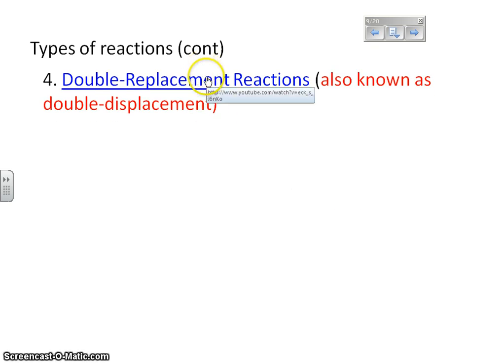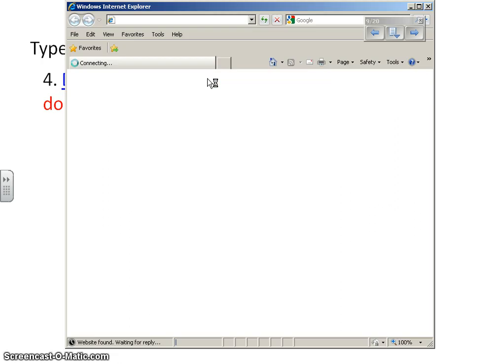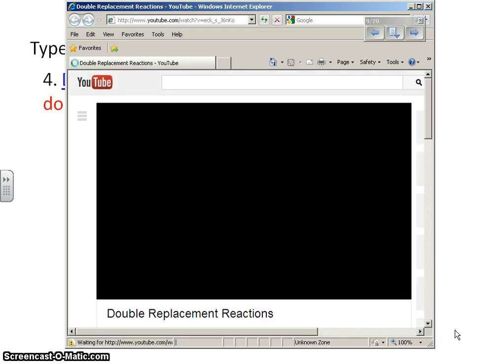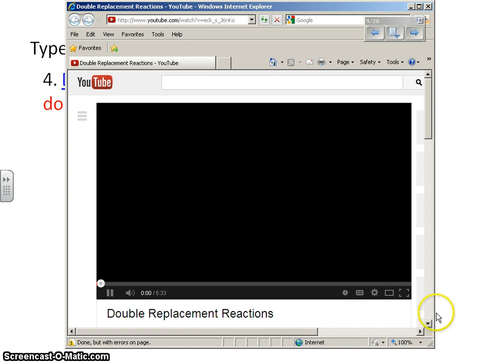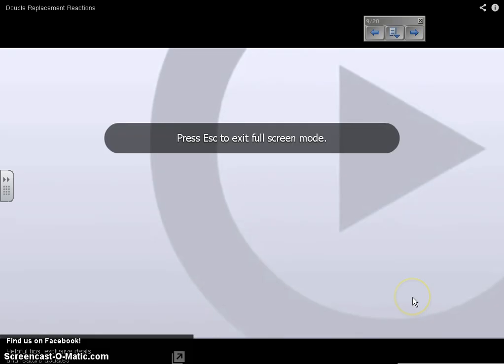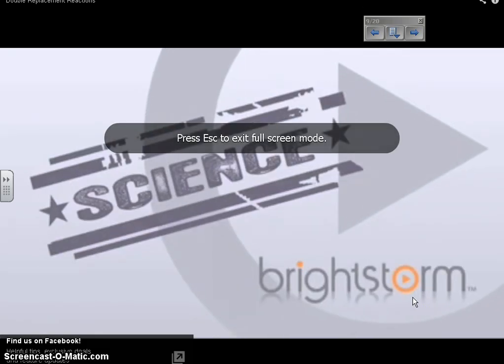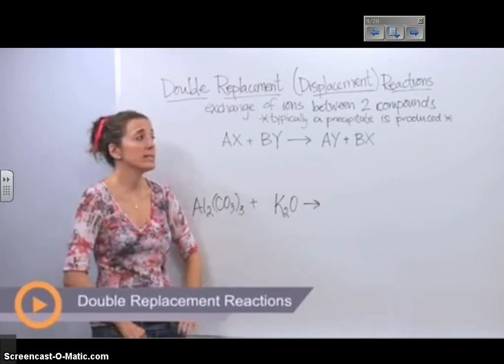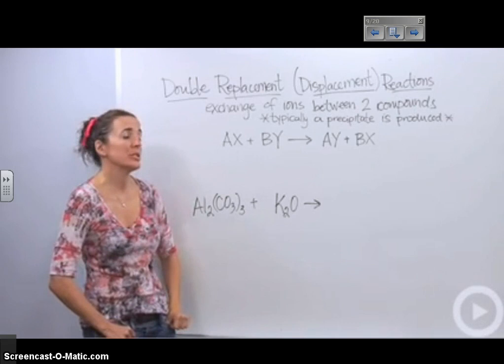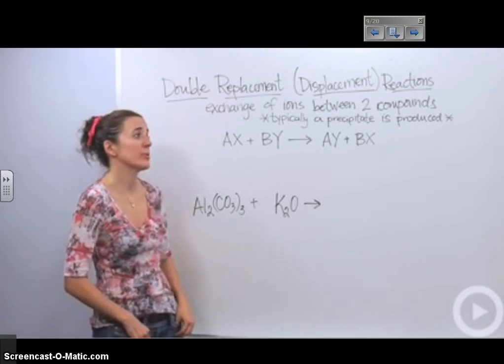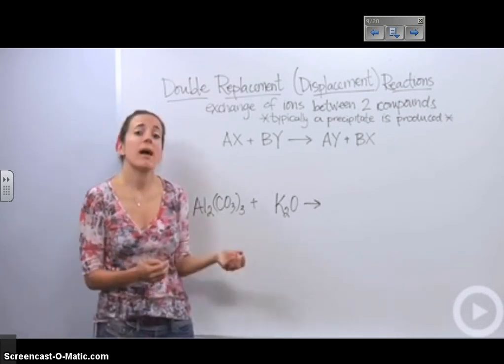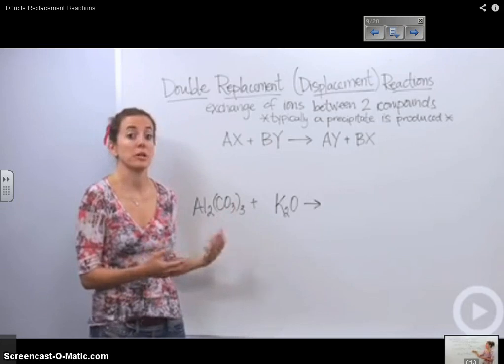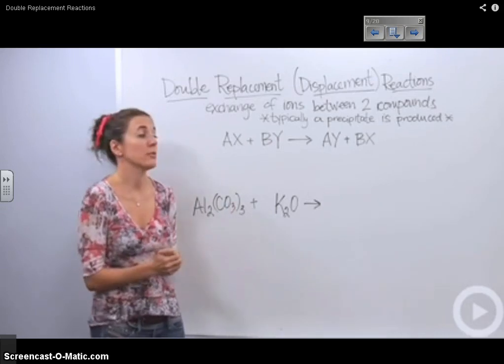Let's talk about the double replacement reactions, also known as double displacement. Alright, so we're going to talk about double replacement reactions, also known as double displacement reactions. This is an exchange of ions between two compounds. Typically what's produced is what we call a precipitate. That's a solid within an aqueous solution or a liquid solution. We'll actually get a picture of what that looks like soon.